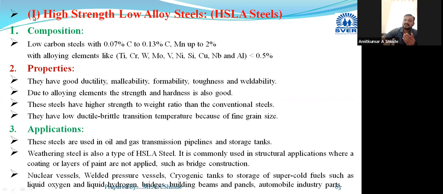Then here we have added some other alloying elements. Okay, what is the effect of manganese here? Manganese is added up to 2%. This manganese will improve the machinability, as this is a soft ductile material.